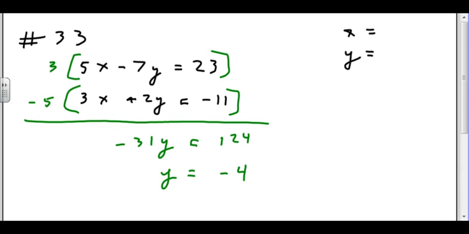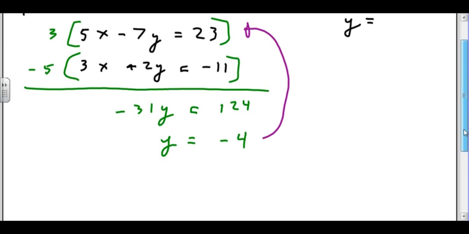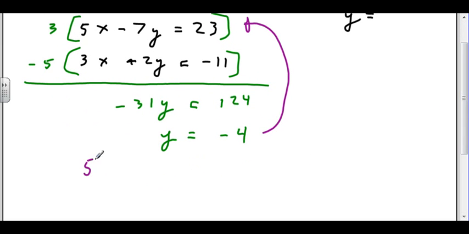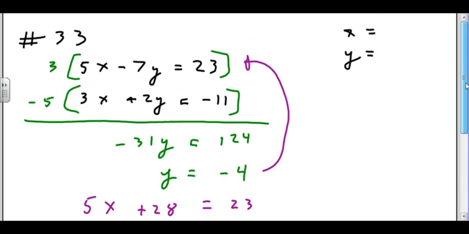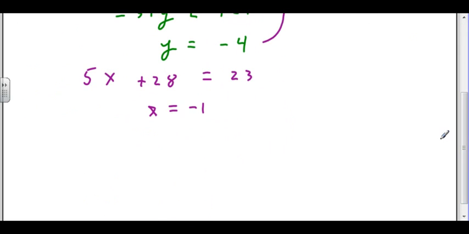Okay, so now that I have y is equal to minus 4, I will now plug it into the top equation, and I have 5x plus 28 is equal to 23, and I see that x has to be minus 1. And is that what my calculator said it was to begin with? Yep, okay. So minus 4 minus 1 is what the calculator said too, and that's what we got. All right.